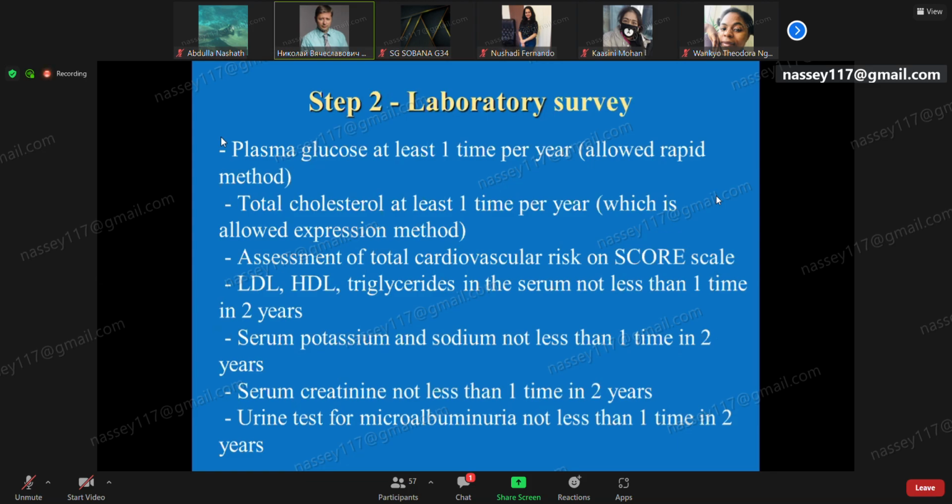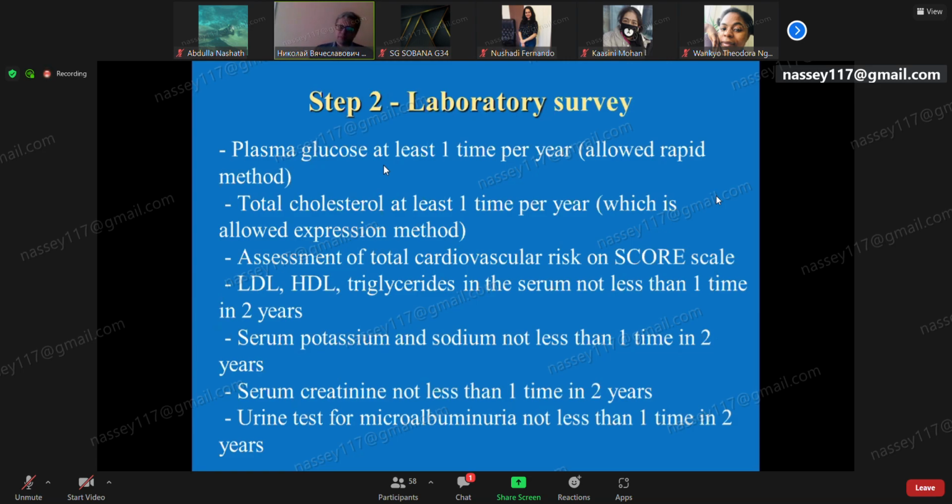Assessment of total cardiovascular risk according to the SCORE scale. SCORE means systematic coronary risk evaluation, or assessment of unfavorable cardiovascular events due to MI. Low density and high density lipoproteins, triglycerides, concentration in the serum not less than 1 time in 2 years for first stage of hypertension.